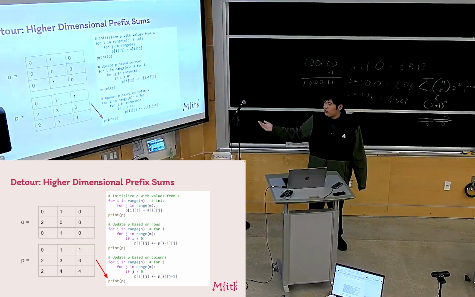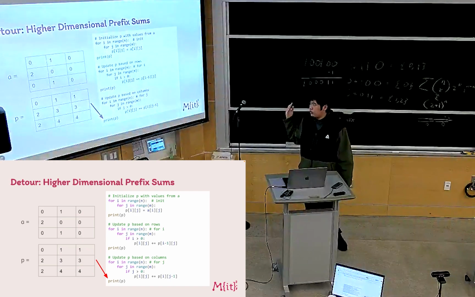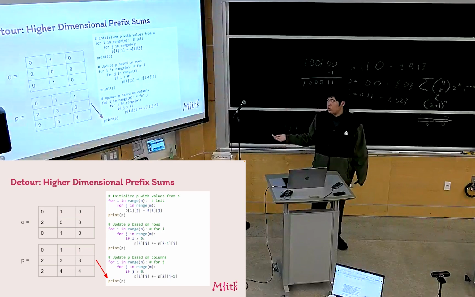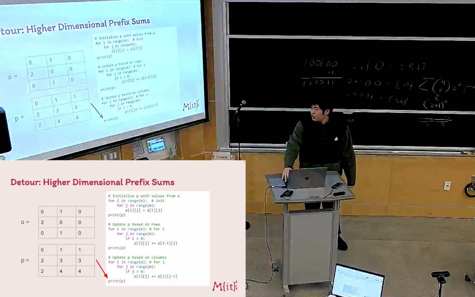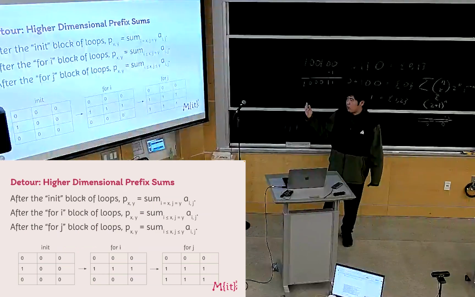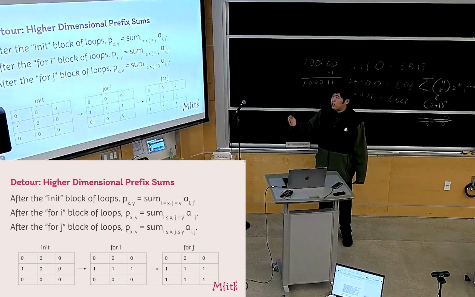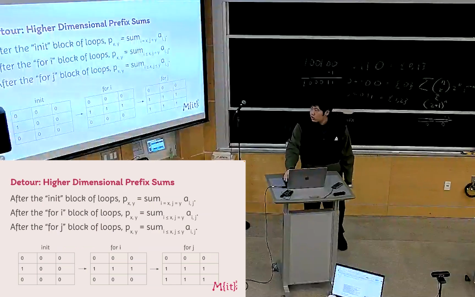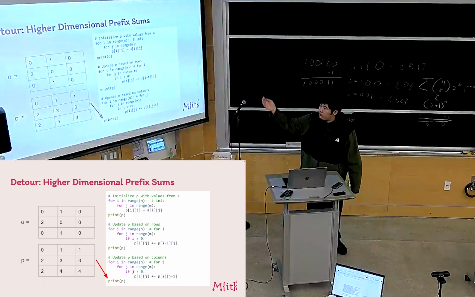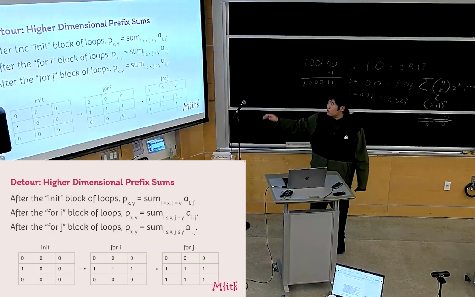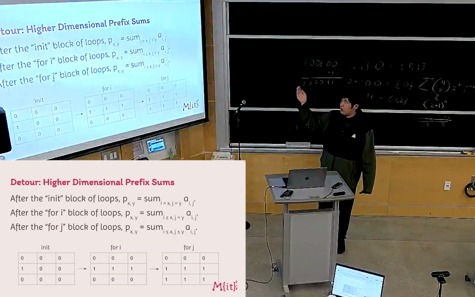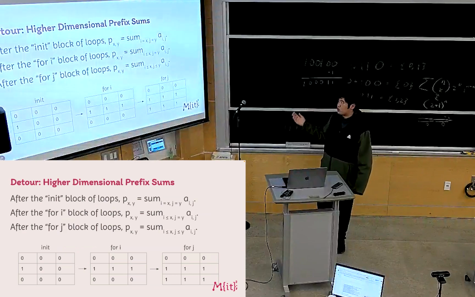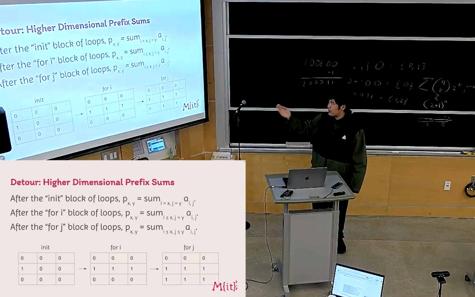And so here we have a valid 2D prefix sum code. It's a little bit longer, but it works. We can, in a sense, formalize what's happening here, where after the init block of for loops, P of xy will just be equal to the sum of A of ij when i is equal to x and j is equal to y, or essentially saying that P is equal to A.